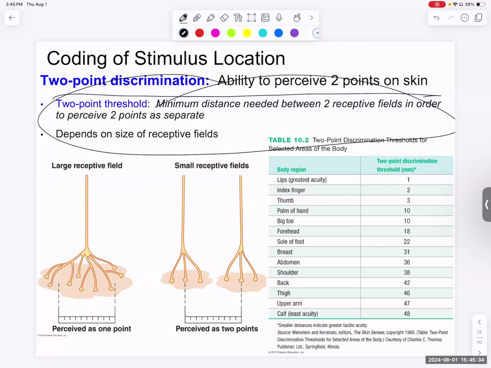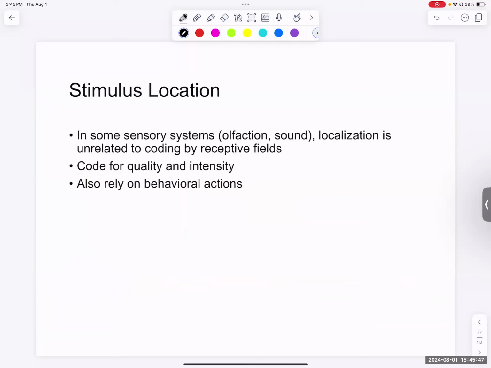So the smaller the distance between receptor fields means you're going to have higher acuity. You're going to be able to really locate or perceive where that sensation is coming in. So we'll cover that in lab. And that is stimulus location, right?